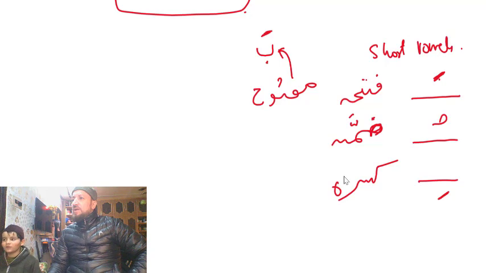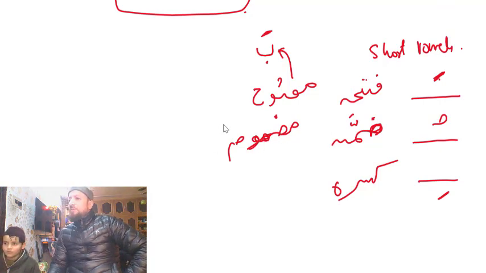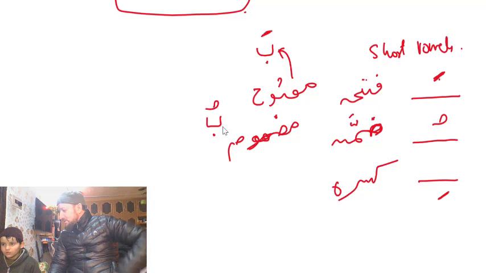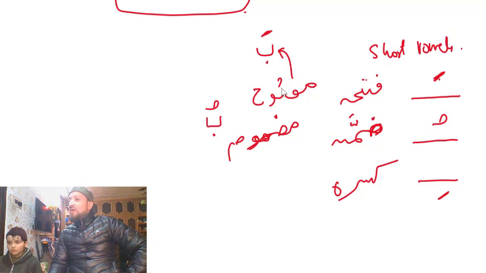And similarly, if we have a dhamma on it, it's called madmoom. Madmoom. If you got a ba and now it has a dhamma on it, when the dhamma is on a ba, the ba will be called madmoom. Now, this is also mutaharrik because it got the haraka, it got the vowel. But if it is having fatha on it, it's maftuh, and if it is a dhamma on it, it's madmoom.